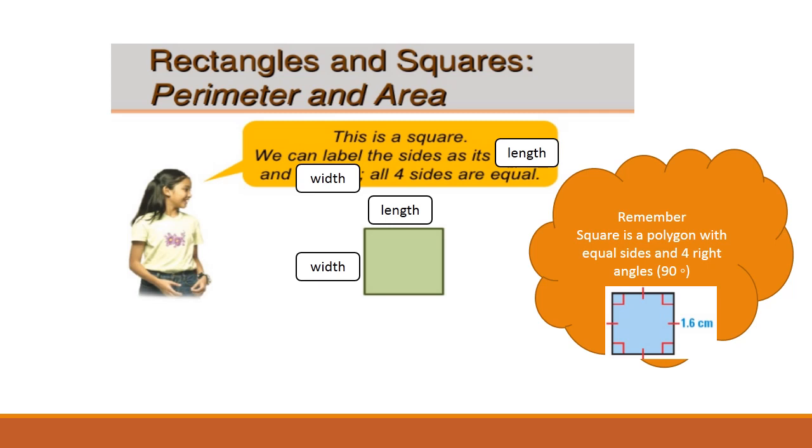Square. A square is a 2D shape with equal sides. In the square, all 4 sides are equal and there are 4 right angles. Same, the right angles are the angles with 90 degrees.